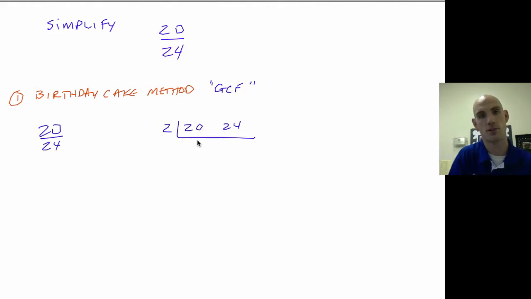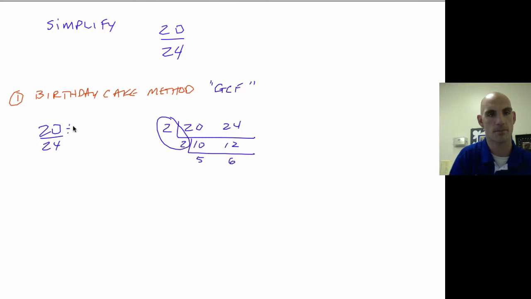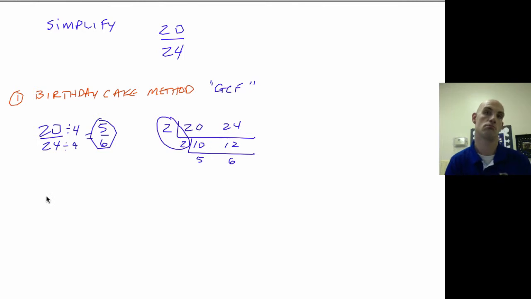If I divide them by 2, I get 10 and 12. I know that 2 goes in again, so I get 5 and 6. So I know that if I take these 2 factors over here, I can divide the top by 4 because 2 times 2 is 4. And I can divide the bottom by 4 to get 5 over 6. That's one way. There's a second way.